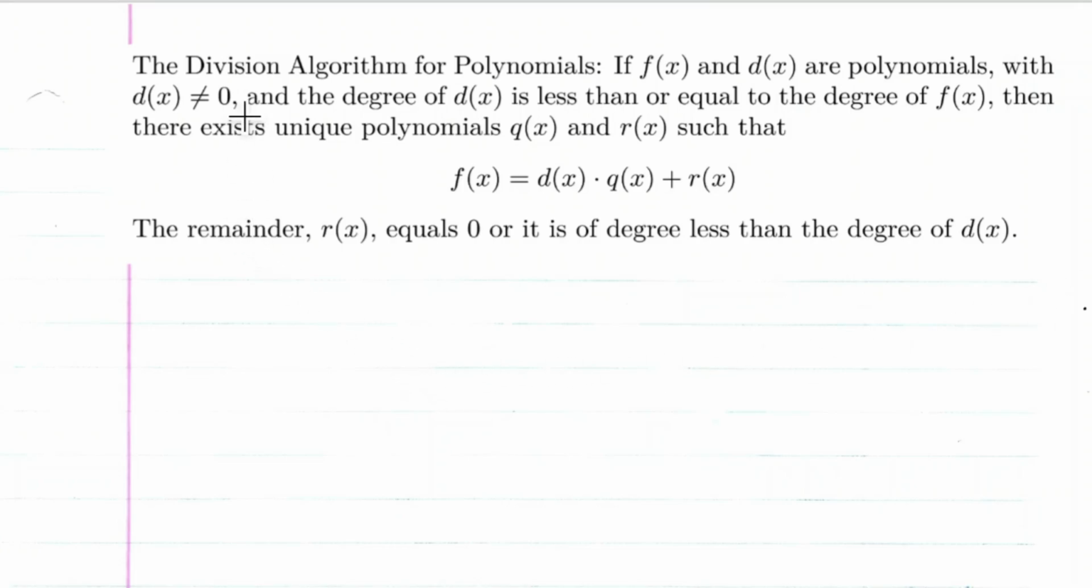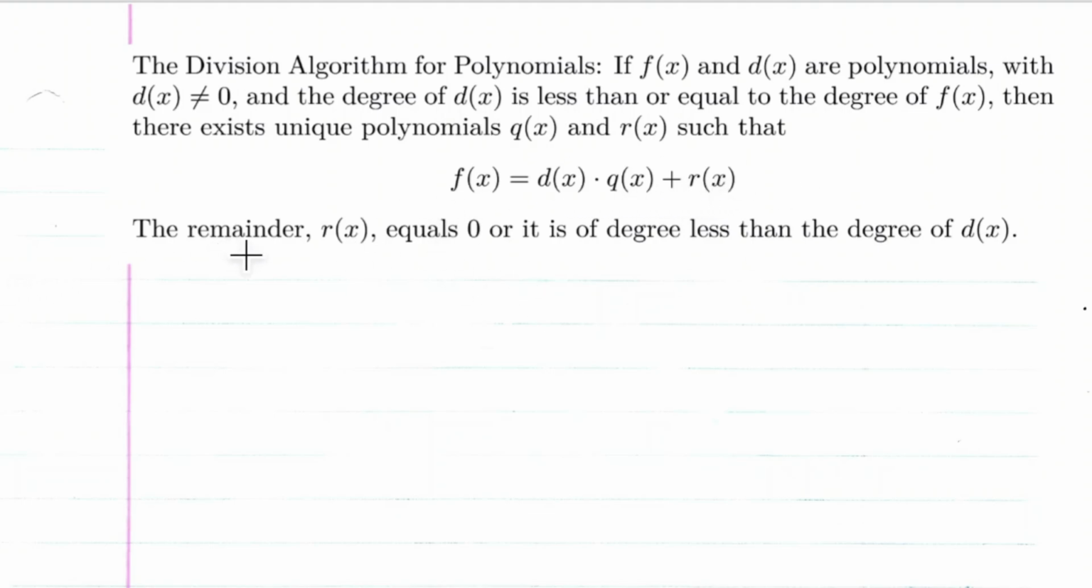Okay, so today we're going to talk about the division algorithm for polynomials. If f of x and d of x are polynomials with d of x not equal to 0, and the degree of d of x is less than or equal to the degree of f of x, then there exist unique polynomials q of x and r of x such that f of x is equal to d of x times q of x plus r of x.